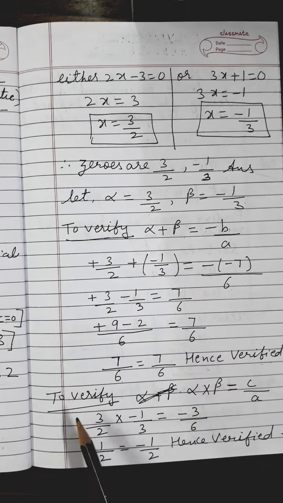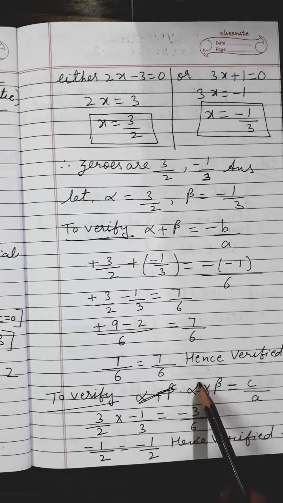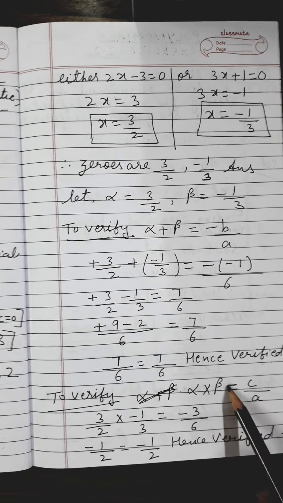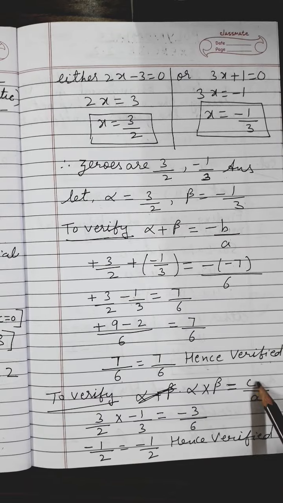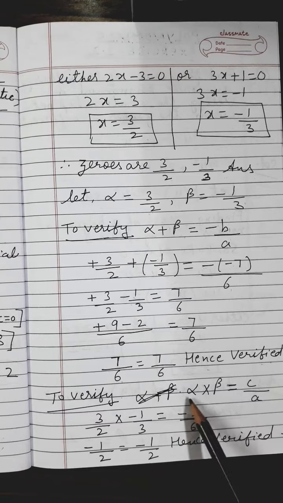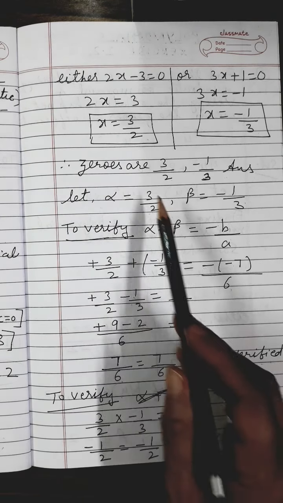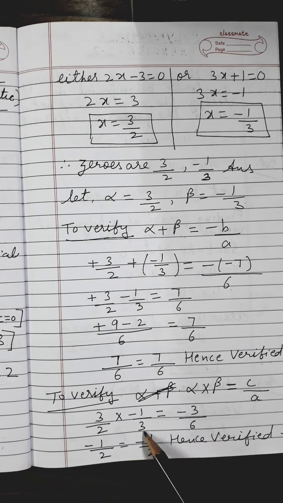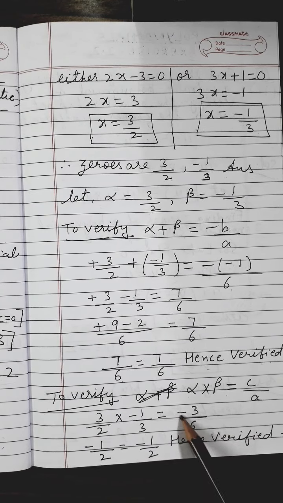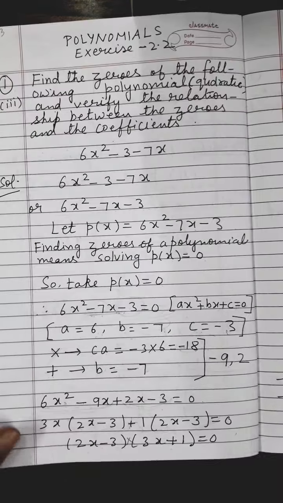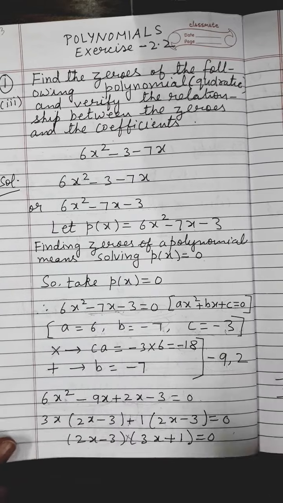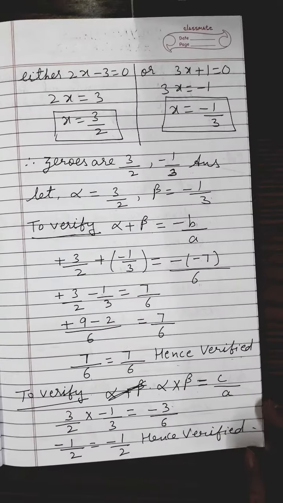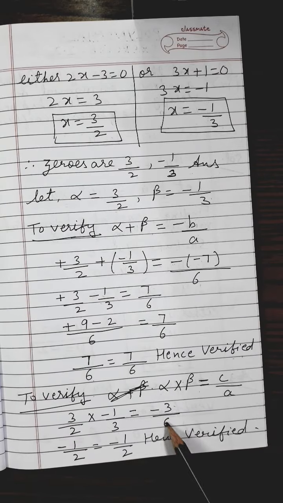There is another verification, that is for product of the zeros. Product of the zeros means alpha into beta, and you have to show it to be equal to constant term upon coefficient of x square, that is c upon a. Now again pick up the values of alpha and beta. Alpha is 3/2, beta is minus 1/3. So 3/2 into minus 1/3. How much is the value of c? Minus 3. How much is the value of a? That is 6. Look here, c is minus 3 and a is 6. So substitute the values of c and a in this expression. You get minus 3 upon 6.